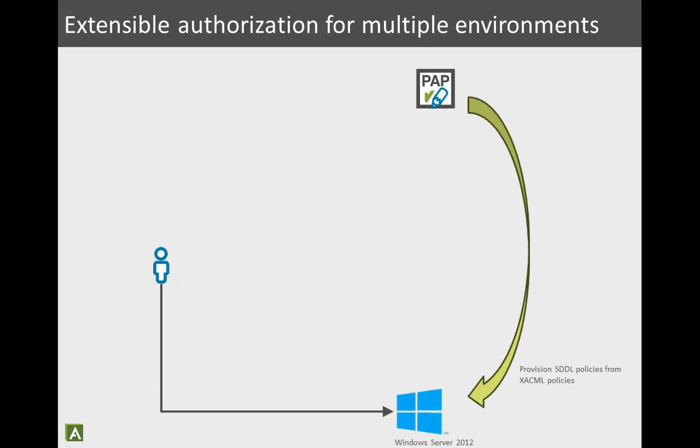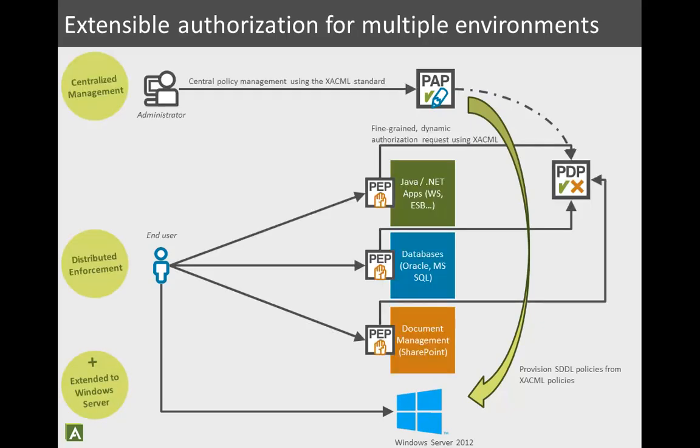Axiomatics Policy Server can now translate XACML policies into the format expected by Windows Server 2012. This format, SDDL, enables dynamic access control on files and folders within the file server. As a result, it is possible to apply the same consistent fine-grained authorization across an enterprise's entire set of applications and file servers. Let's now get the demo rolling.